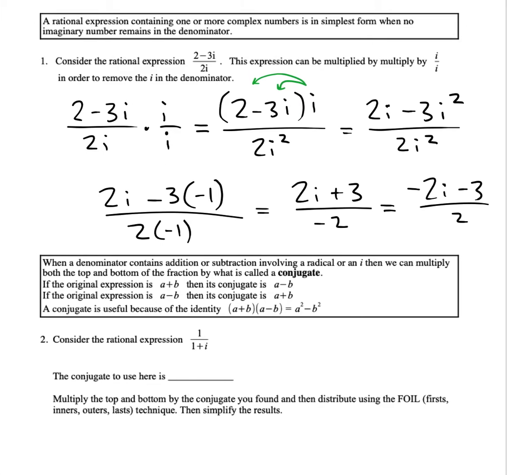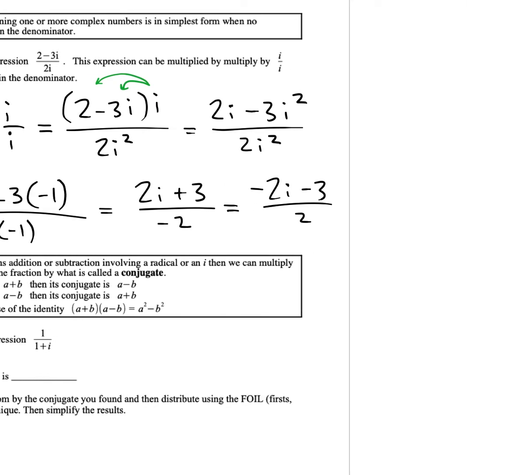That's very simplified. But with complex numbers, we often like to write them in the form of a plus bi, where the imaginary number is kept separate from the real part. So it looks like we'll have -3/2 minus 2 over 2i, which is just i. And that'd be a great way to report the answer.